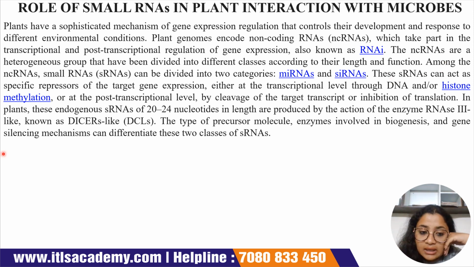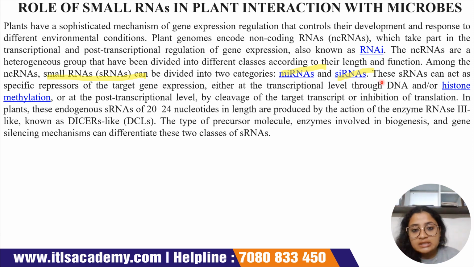Now, these non-coding RNAs are a heterogeneous group which have been divided into different classes according to their length and function. तो उसमें क्या क्या आएगा? उसमें small RNA आएगा, which will be abbreviated as sRNAs, and in turn those small RNAs can be divided into two categories. What are they? miRNAs and siRNAs. So again we are going back to miRNAs. miRNAs means the same thing, microRNA, and siRNA means small interfering RNAs.